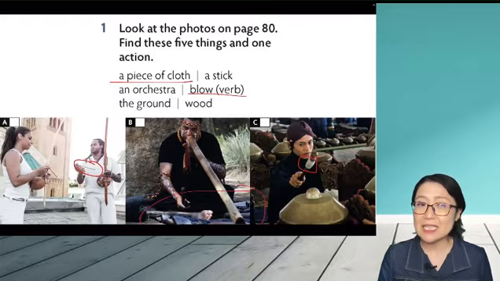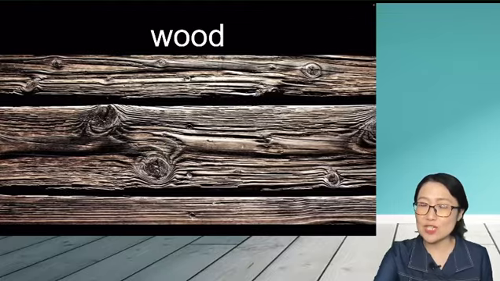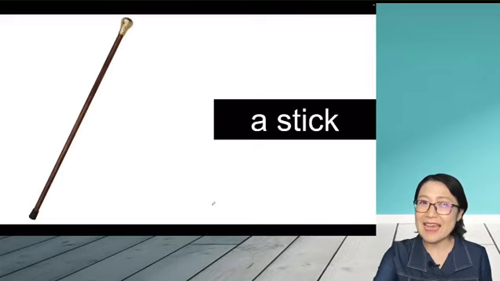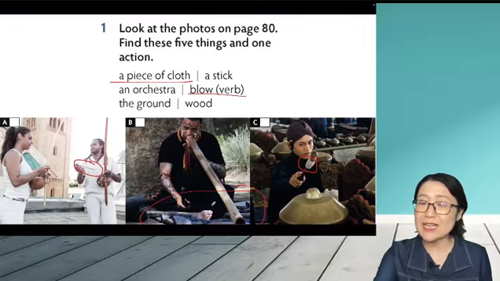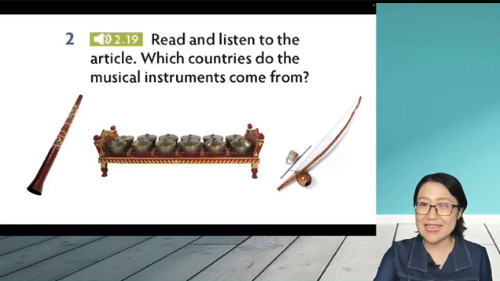Okay, and in which picture can you find wood? Wood. Okay, wood. You see, what is the wood? This is the wood, 就是木头, right? And in which picture can you find wood? I can find it here, right? And here, okay? Alright, so we find these things.